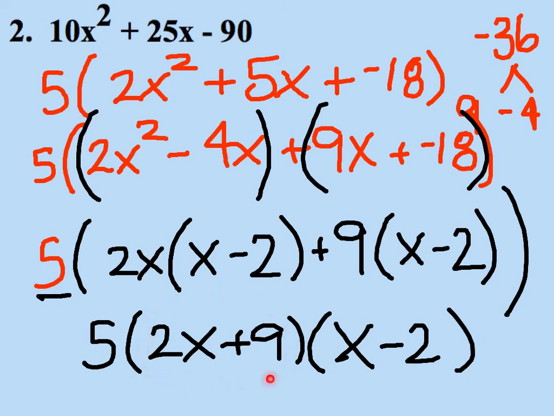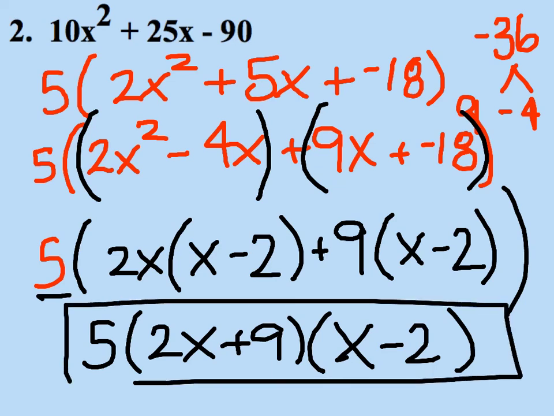I want to do one more double check to see if I have any greatest common factors here, which I don't. And then lastly, I want to check to see if I have a difference of squares. Here I have a difference, but x is not a perfect square, neither is 2, so I can't factor this any more. So I'm done. This is my final answer: 5 times 2x plus 9 times x minus 2.